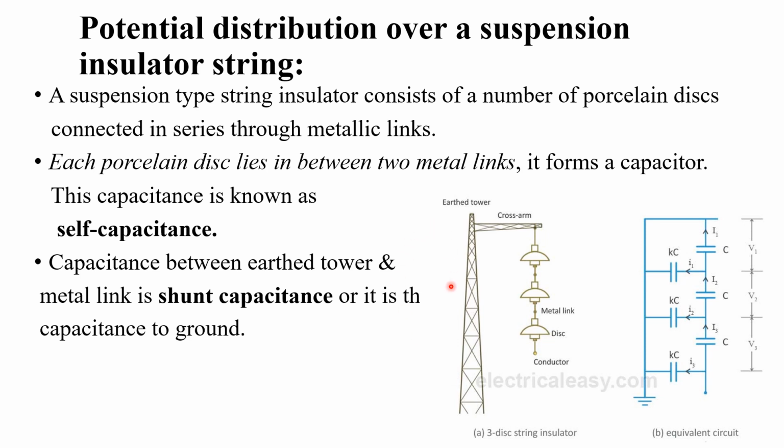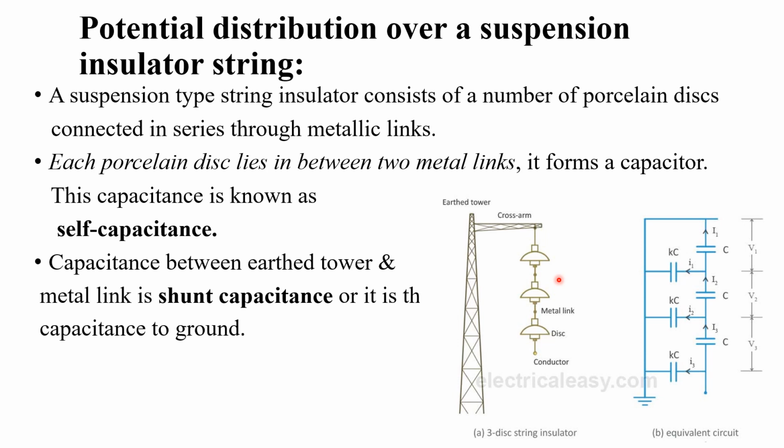We know that a suspension type insulator consists of a number of porcelain discs which are connected in series through a metallic link. Here in this diagram you can see a 3-disc string insulator. Here 3 discs are separated by a metal link, or they are connected in series through this metallic link.